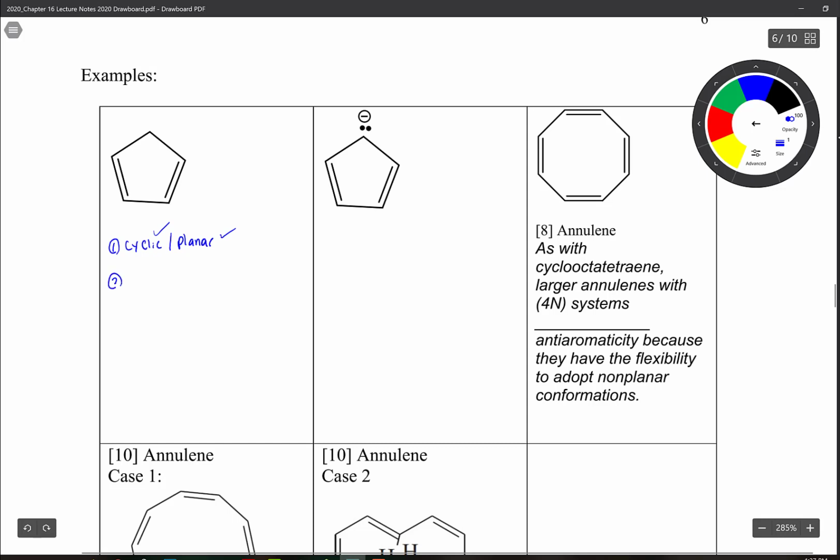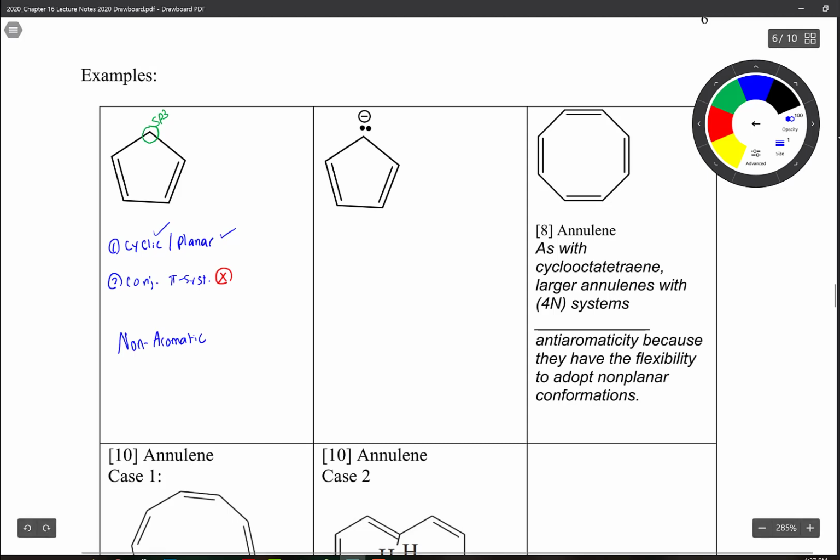And number 2, do we have a conjugated pi system here? And remember, what we're looking for there is that atom. That atom is sp3. So because of that, nope, we do not have a conjugated pi system. So that means that this compound is non-aromatic.